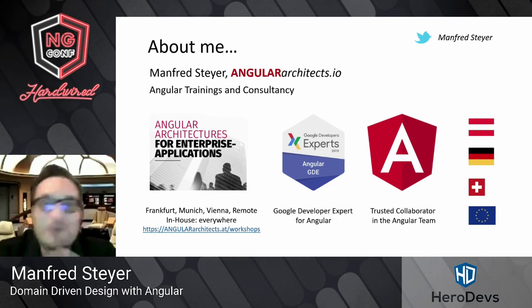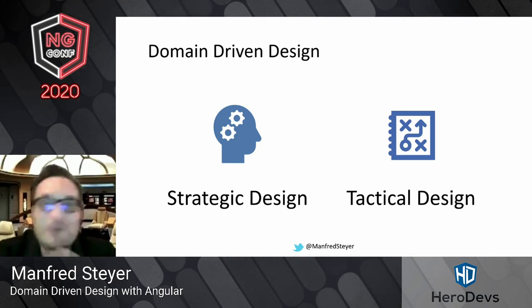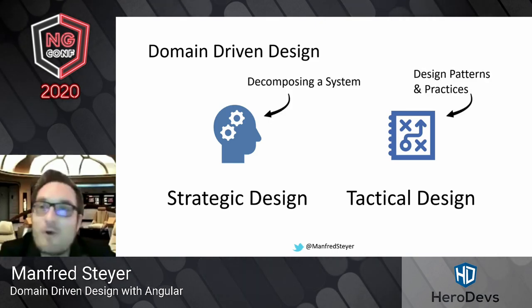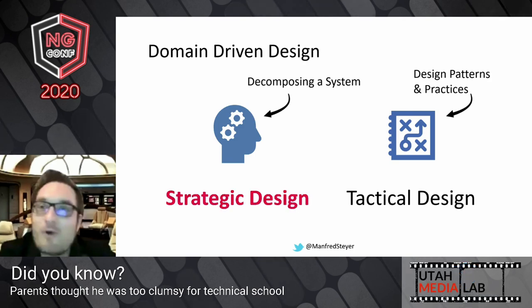Okay, so let's get started with the first topic, with domain-driven design. When we look at domain-driven design from a high-level perspective, we see two strategies. There is strategic design and there is tactical design. Strategic design is about decomposing a big system into tinier, more maintainable parts. And tactical design is more about design patterns and practices. As I will talk about architecture, I will more stick with strategic design, especially in the first part of this session, I will just do strategic design. Then I will pick several topics from the area of tactical design.